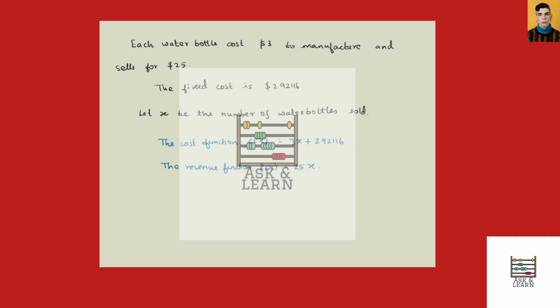Now we can define the profit function, denoted by P of X, that is equal to R of X, that is revenue, minus the cost function. Here, by substituting the values, we get R of X is 25X minus C of X, which is 3X plus 292,116. By multiplying the minus, we get minus 3X minus 292,116. Then we can write it as 25X minus 3X is 22X minus 292,116, which is the profit.